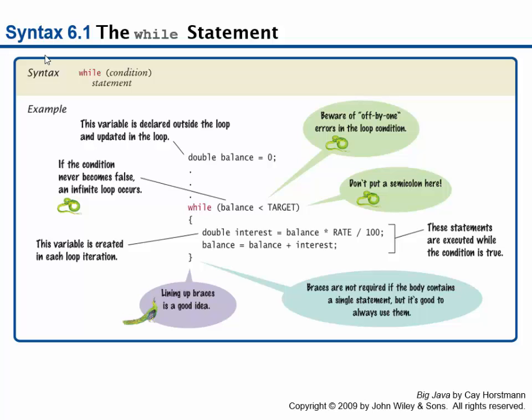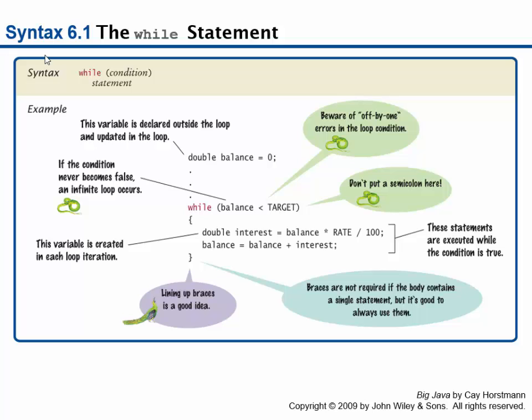So here's our while loop. We'll do a syntax card maybe next time. Right now, I just want to talk about it. So while some condition is true, you execute this statement. Okay. So the variable is declared outside the loop and updated in the loop. So there's this variable called the control variable. This is the variable that controls whether or not you stay in the loop. In this case, the control variable is balance.